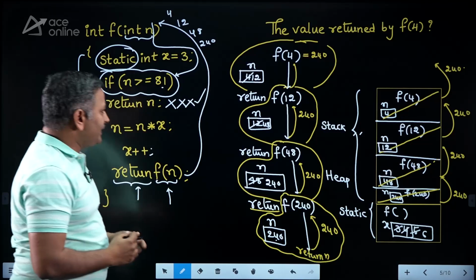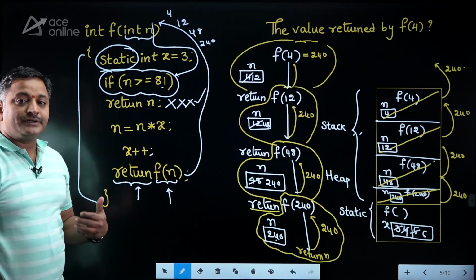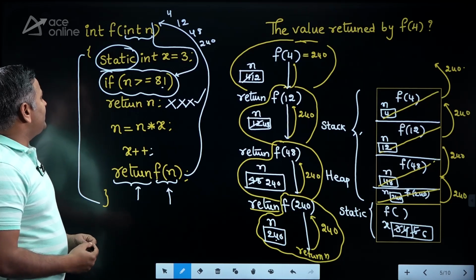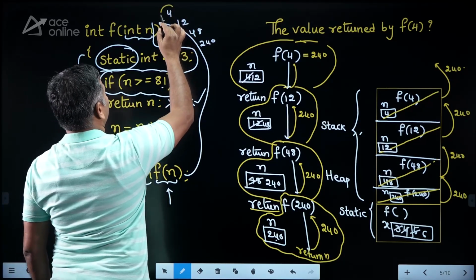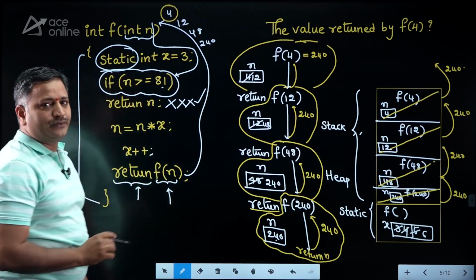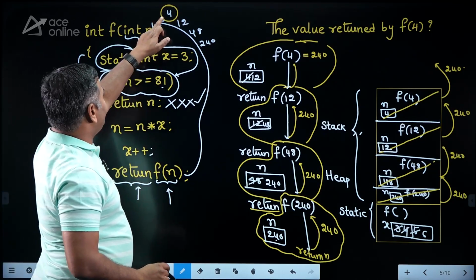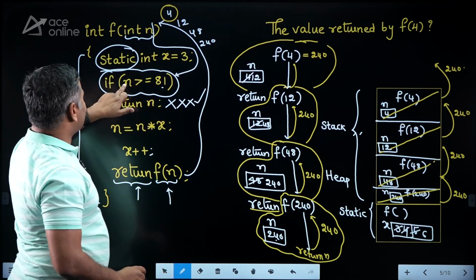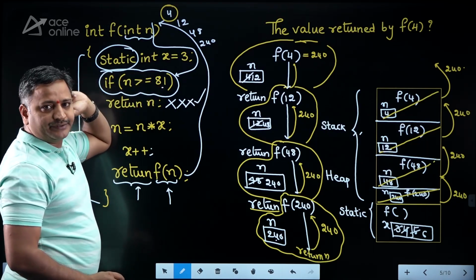Right. What kind of questions can we expect from this topic? Again, focus on time complexity and space complexity, right? If you observe, initially the value of n is 4. N is equal to 4. And that 4 is every time multiplied with x. How long is it multiplying? As long as n is not greater than or equal to 81, it keeps doing the process.